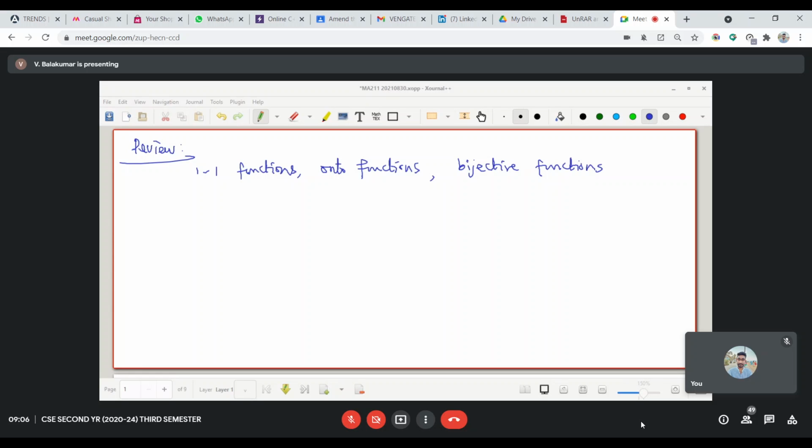So if there are no twins in our class, if there are no brothers and if there are no two students from the same family, then we say that the function is a bijective function.